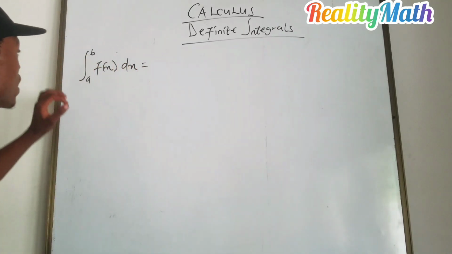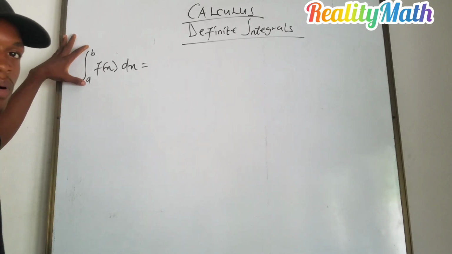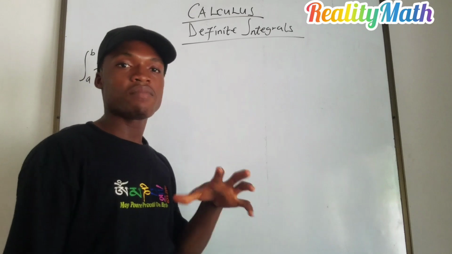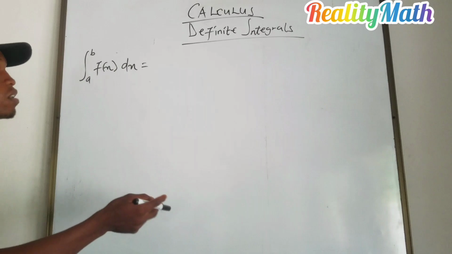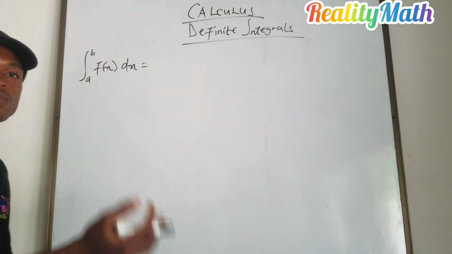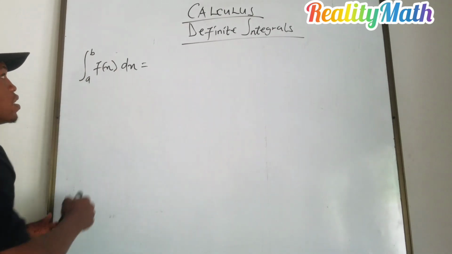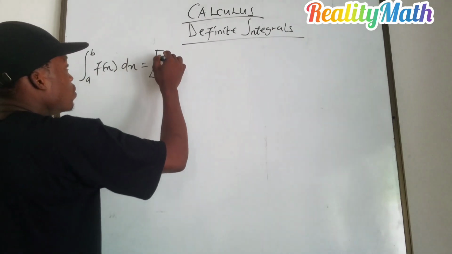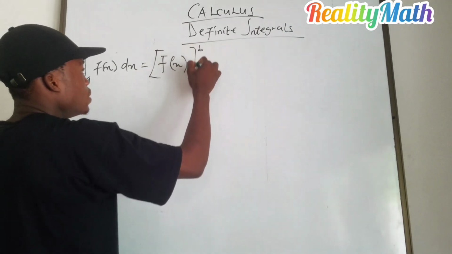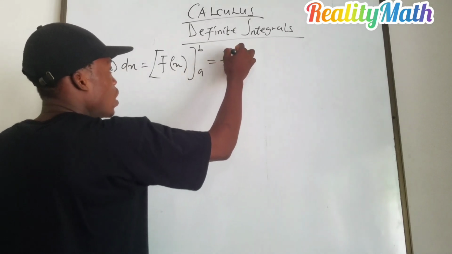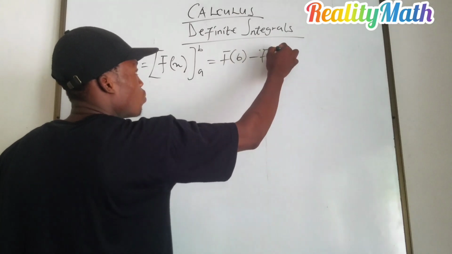Now, it has lower and upper bounds. It has a limit, the one at the bottom and the one at the top, which is what makes it definite. Alright, so let's see what it tells us. When you have a definite integral from a to b, which are the bounds, of the function f of x dx, it will be the integral capital F of x evaluated from a to b, which is equal to capital F of b minus capital F of a.